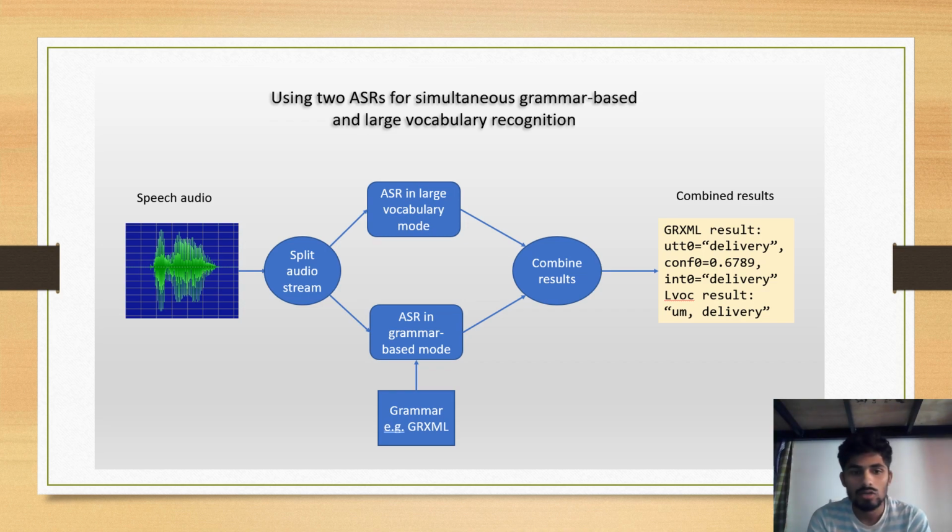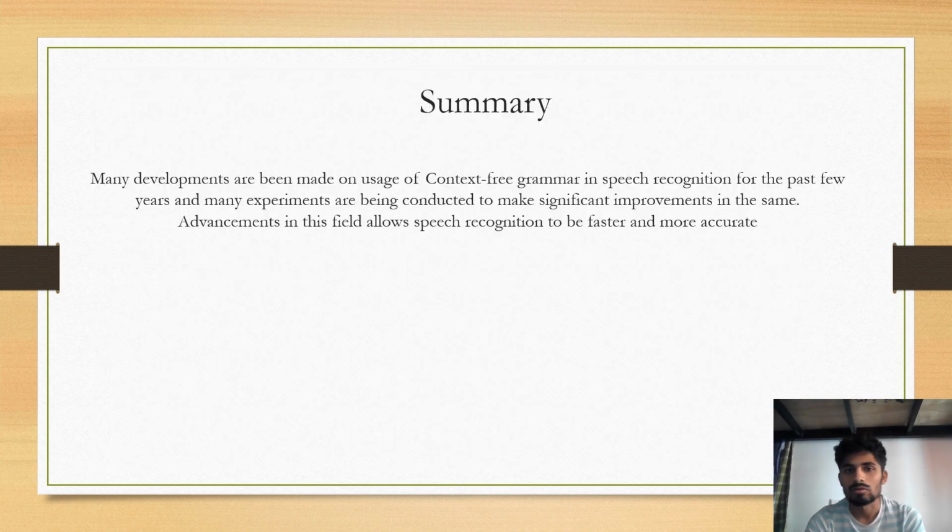The engine is designed to recognize a wide range of words and phrases. Then grammar-based ASR: the other stream is sent to an ASR engine that operates in grammar-based mode. This engine is designed to recognize speech that conforms to a specific grammar. Each ASR engine produces its own result. The results from the large vocabulary ASR may include a list of possible words and phrases along with their corresponding confidence scores. The result from the grammar-based ASR may include a parse tree that shows how the recognized words fit together according to the grammar.